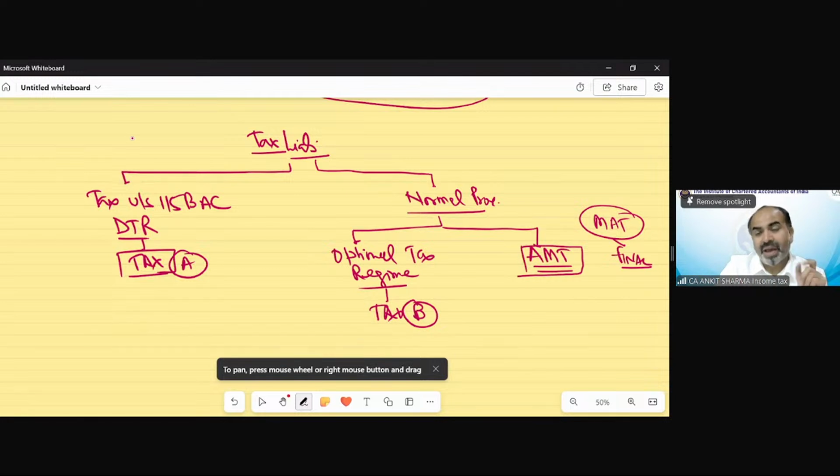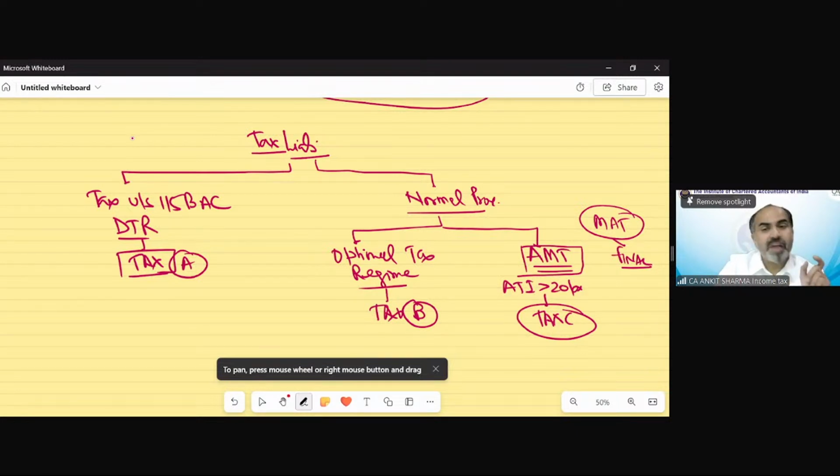So if your adjusted total income, that we call ATI, is exceeding 20 lakh rupees, then we have to apply the AMT provision in respect of an individual, HUF, etc. And we need to calculate a tax. We will discuss the AMT provision in this revisionary class also. And now we have to calculate a tax that would be called AMT tax, and that is called tax number C.